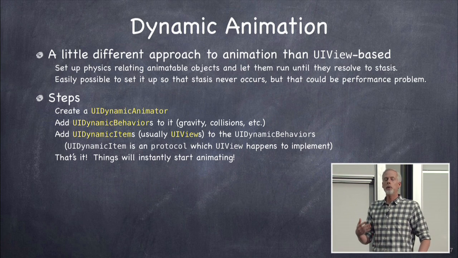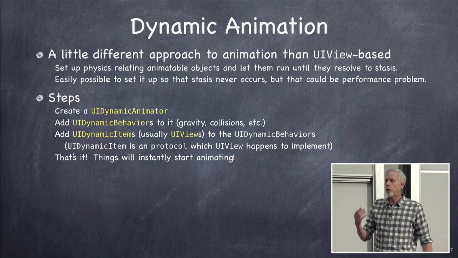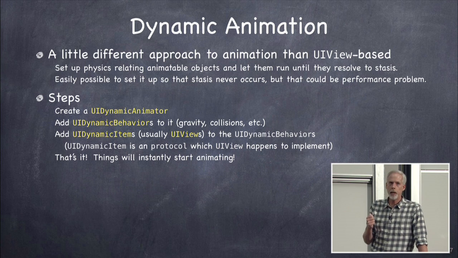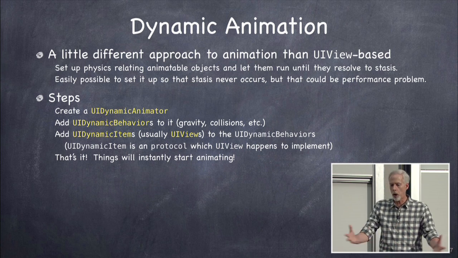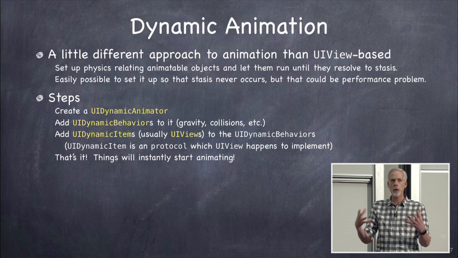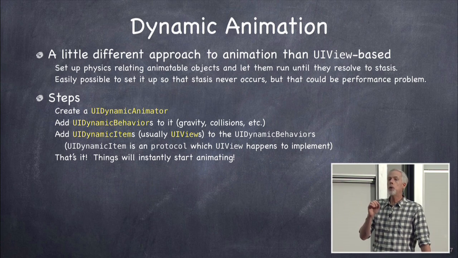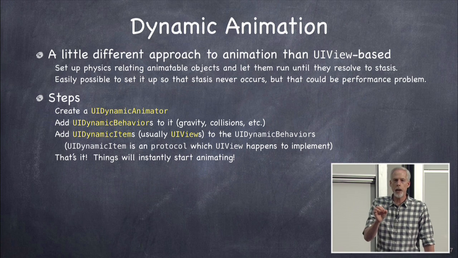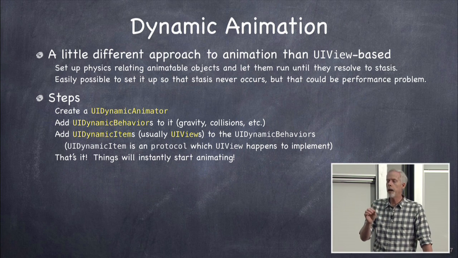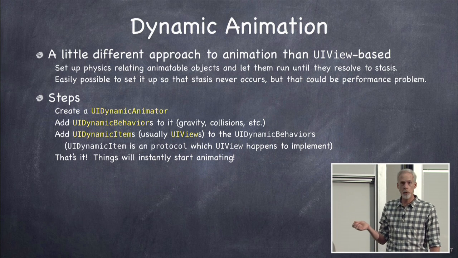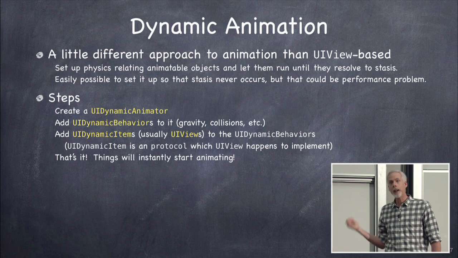Now, how do you do it? What's the mechanism for doing it? First, you're going to want to create an instance of this class called UIDynamicAnimator. Okay, a UIDynamicAnimator is a thing that controls all the physics-based animation in a view hierarchy. And we'll show you how to create that in a second. Then you're going to add what are called UIDynamicBehaviors to that animator. And as soon as you add a behavior to an animator, it will start behaving that way. And then finally, you're going to add UIDynamicItems, which are usually UIViews, 99% of the time, to those behaviors. And then those behaviors will start acting on those views.